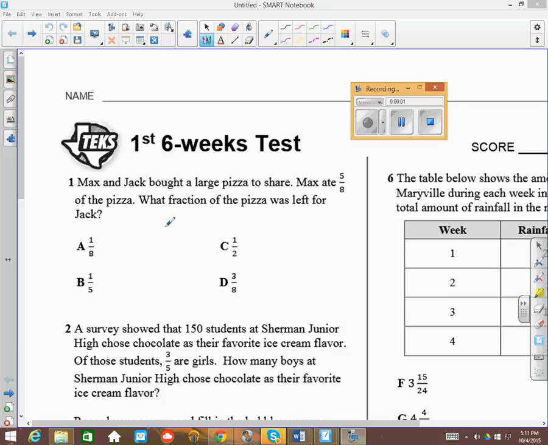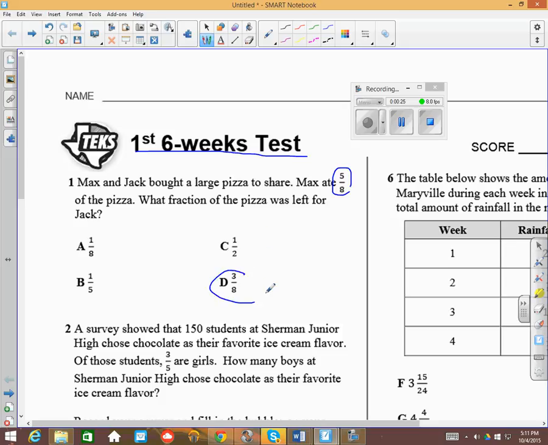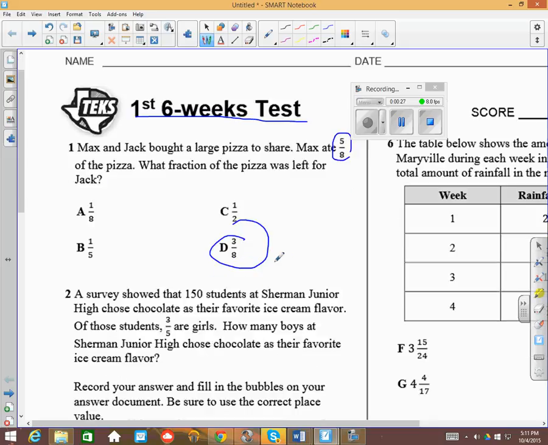First 6 weeks test review, going over what you had on the test last week, reviewing your answers. Number 1: Max and Jack bought a large pizza. Max ate 5/8 of the pizza. What fraction of the pizza was left? So we know the whole thing is 8/8. So what's left if you took 5/8? It's just 3/8, because 8/8 is the whole thing.